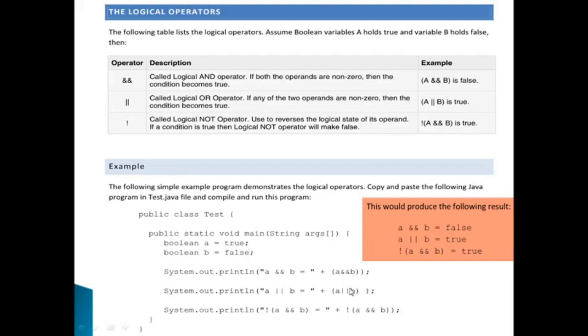If we are doing ORing with this, then it has to give true, because one value is true and one is false. Whenever we are performing logical OR, we need at least one condition to be true, and that results in a final truth value of true. Suppose we are doing a negation of A and B. A and B gives false, so the NOT of A double ampersand B will result in the negation of false, that is true.